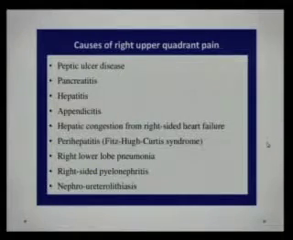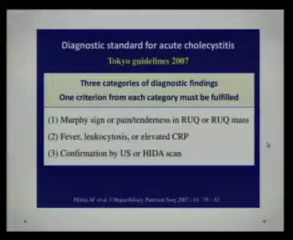The various causes of right upper quadrant pain could be peptic ulcer disease, pancreatitis, hepatitis, acute appendicitis, hepatic congestion from right-sided heart failure, perihepatitis or Fitz-Hugh-Curtis syndrome that may occur in patients who have a TOA or any pelvic inflammatory disease, right lower lobe pneumonia, right-sided pyelonephritis, or nephroureterolithiasis. Therefore, in our institution, to encompass all causes of right upper quadrant pain, we are now visualizing the pancreas and the kidneys invariably, in addition to the liver and the gallbladder.